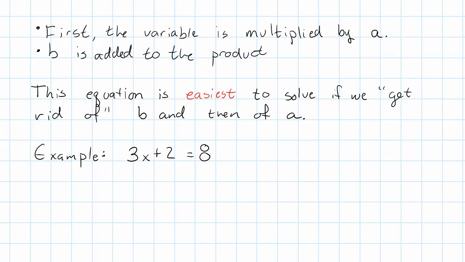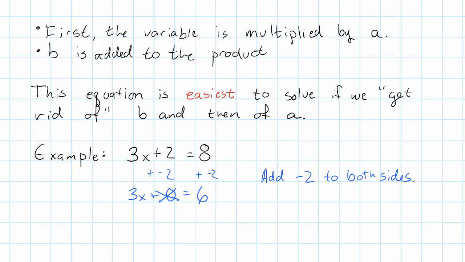First I want to get rid of the 2, so I'm going to add negative 2 to both sides. 3x doesn't get combined with the negative 2 because those aren't like terms. Positive 2 plus negative 2 is 0. 8 plus negative 2 is 6. Okay. And I can just ignore that plus 0 because it isn't doing anything.